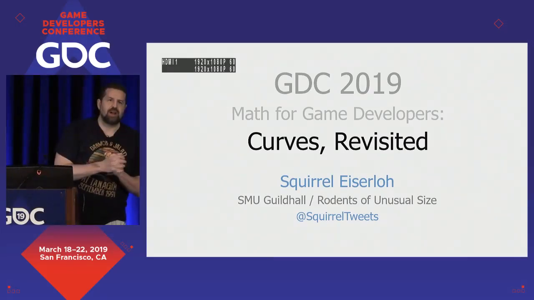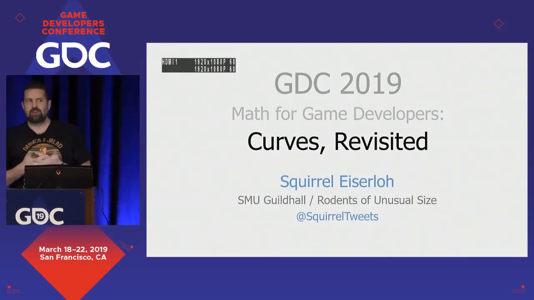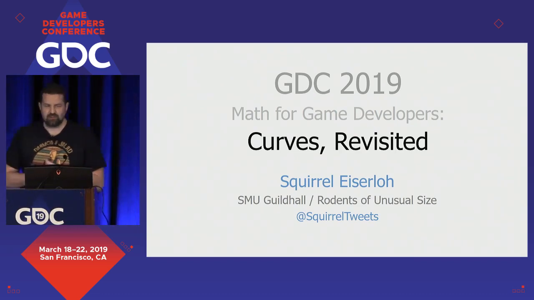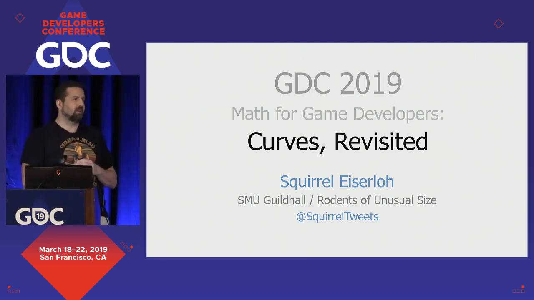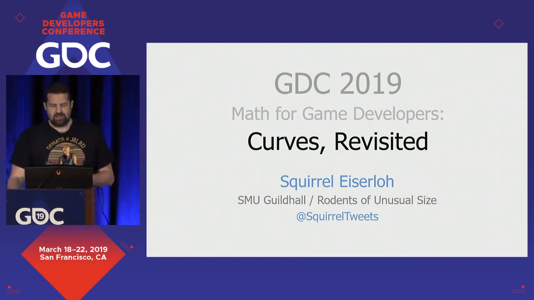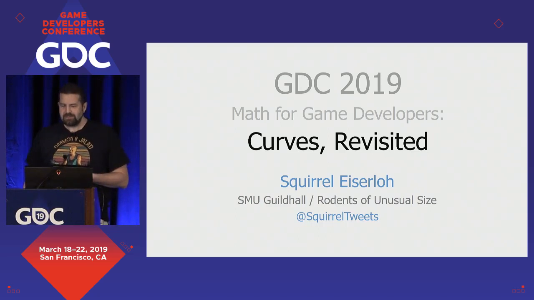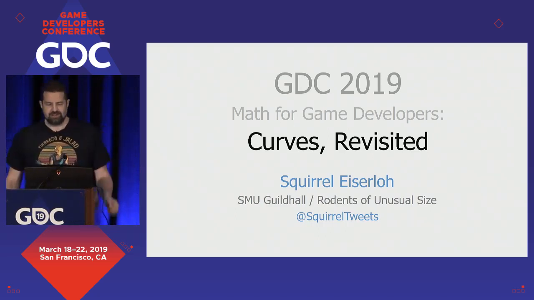I'm Squirrel Iserloh. I teach at SMU Guildhall, which is a grad school for video game development, and I've been in games for over 2 decades. I've worked at a bunch of companies as a technical director and a lead programmer. And this is our 18th year, I think, 18th or 19th year having these math and physics talks at GDC. So this is a nice time-honored tradition.